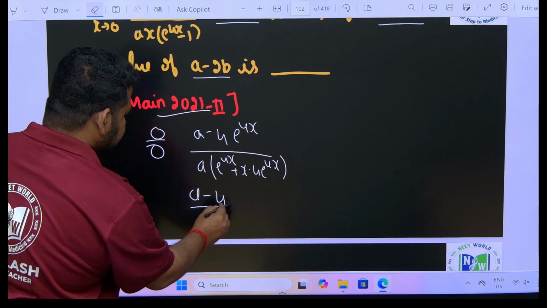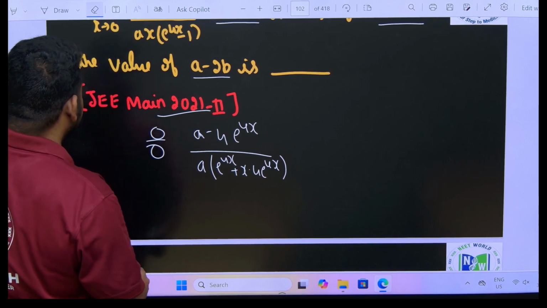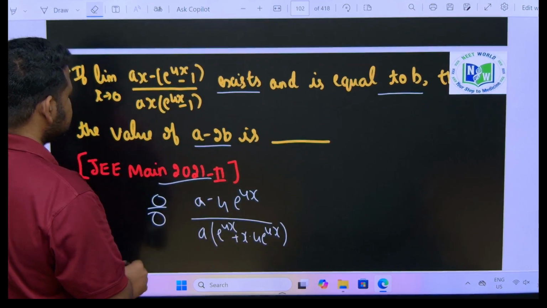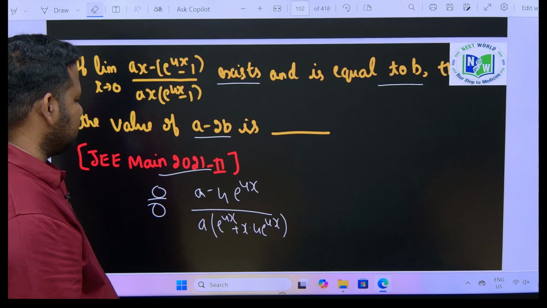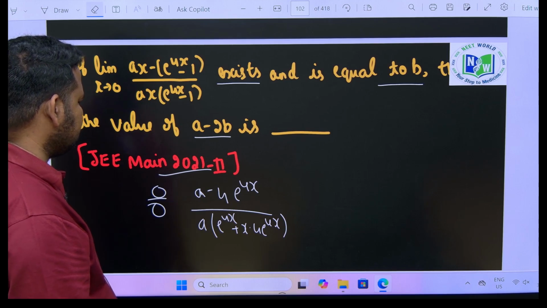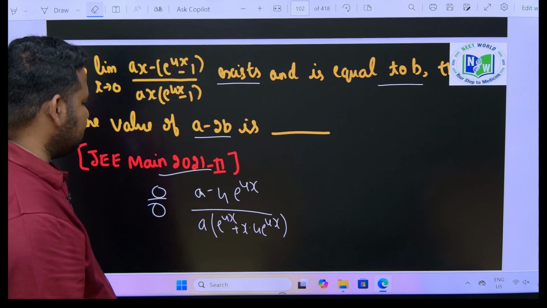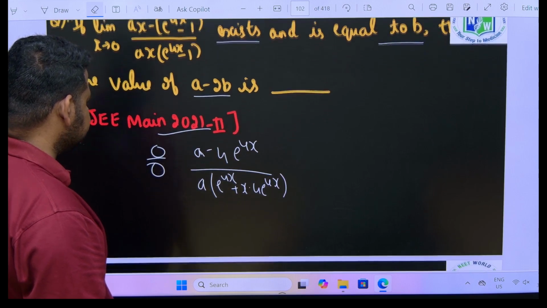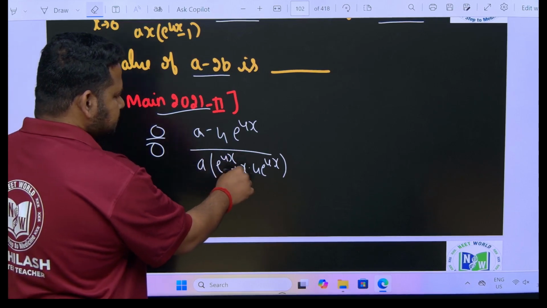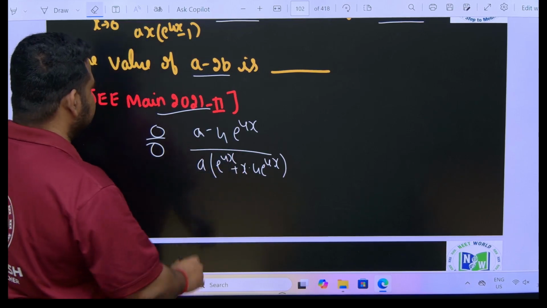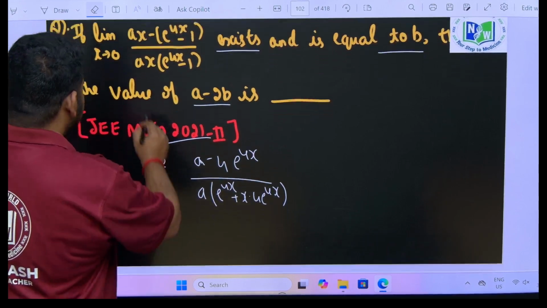So instead of that, I can go further and apply L'Hospital's rule again, because again I am getting 0 by 0. If I apply L'Hospital's rule again, what will happen? Let me do it again for you to understand.